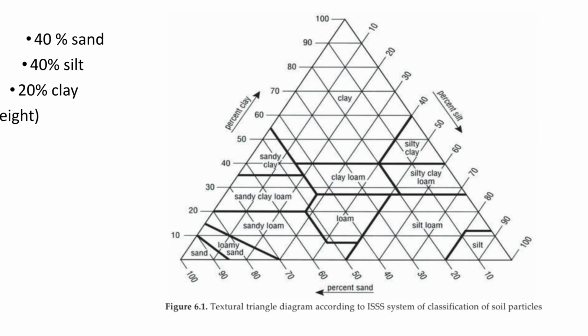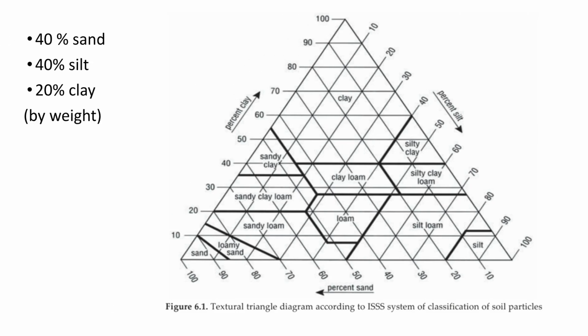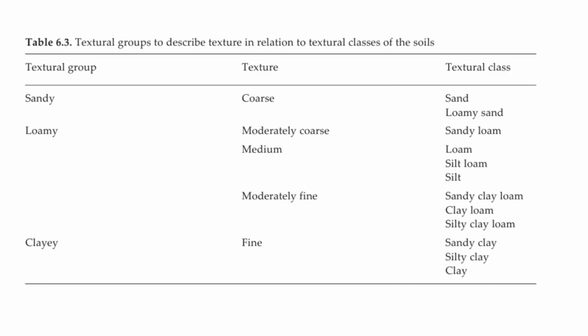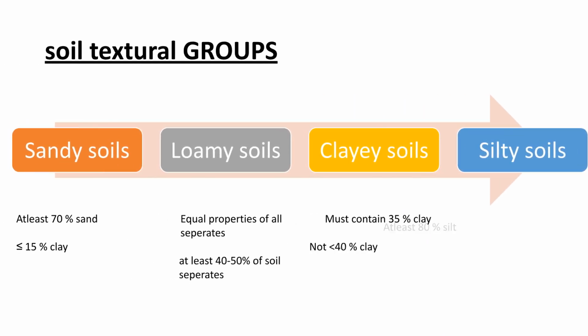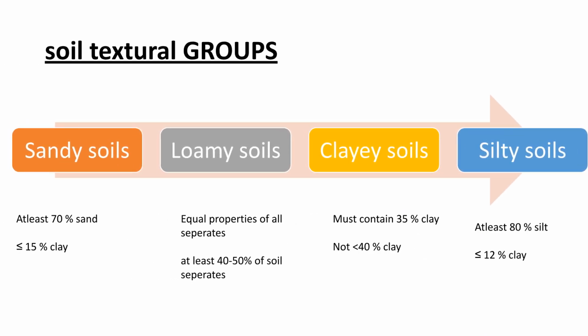The textural triangle is used to classify soil based on the percentages of sand, silt, and clay. For example, a soil with 40% sand, 40% silt, and 20% clay by weight is classified as a loam. There are 12 textural classes based on the relative proportions of sand, silt, and clay. Soil textural groups include sandy, loamy, clayey, and silty soils, defined by the proportion of their separates by weight.